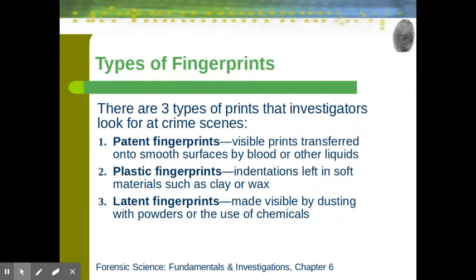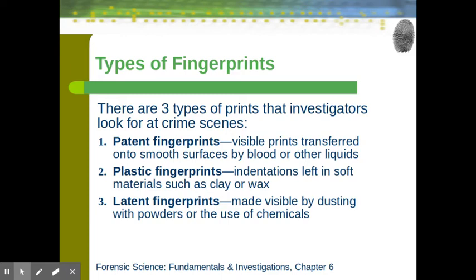There's three types of prints. So there's patent fingerprints, and these are on smooth surfaces, but they're transferred, like blood or some liquid. You had something on your hands, so that bloody fingerprint that's on the wall, that is a patent fingerprint. We can see it, and we can try to get it off the wall. Then there's plastic fingerprints. This is when you've touched some kind of soft material and left the ridges behind. So think maybe somebody had broken into your house and you had some soft caulk around the window. Maybe they left a fingerprint in that.